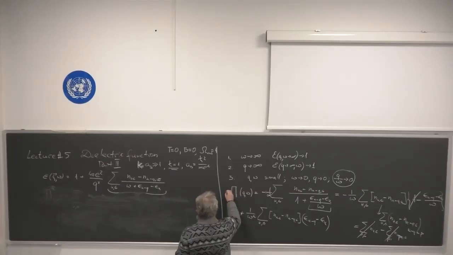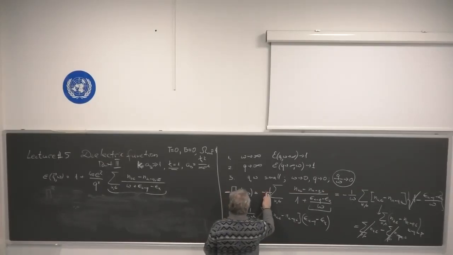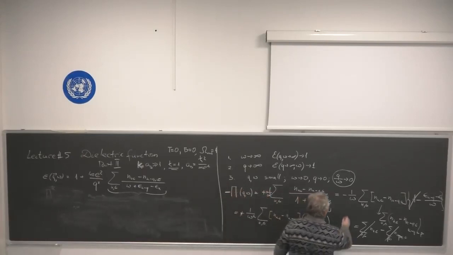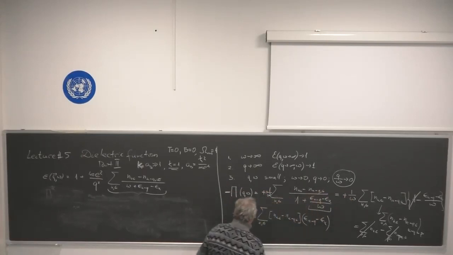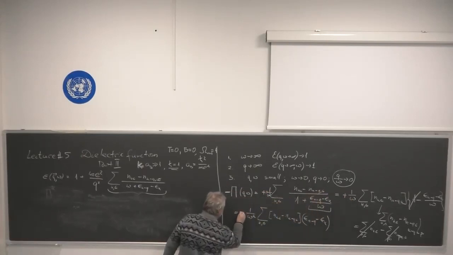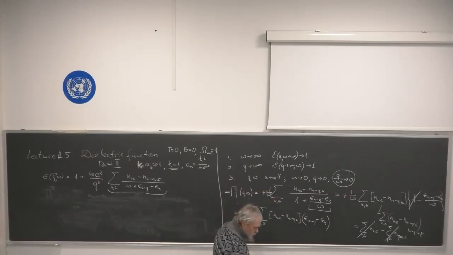Just to be careful with sign, let me say that I'm considering minus p. Therefore, it would be plus 1 over omega. Here it is plus 1 over omega, and here it is minus 1 over omega squared. So this is the quantity which I'm going to compute on the left part of the blackboard.